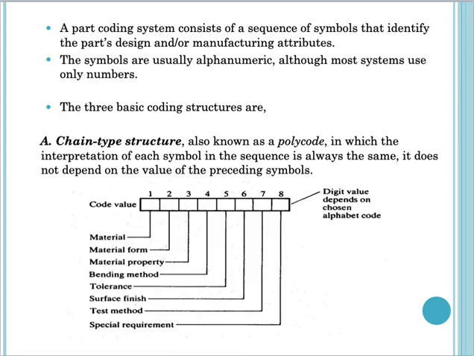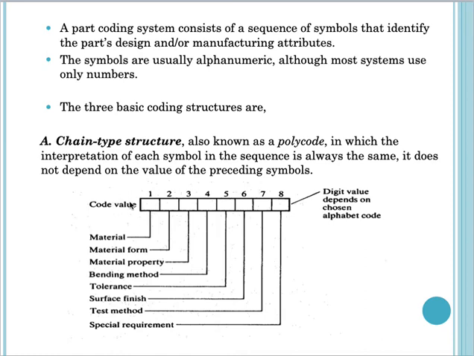And if you see a coding system, there are three basic code structures used in group technology applications. One is the chain type structure, also known as a polycode, in which the interpretation of each symbol in the sequence is always the same. It does not depend on the value of the preceding symbols at all.